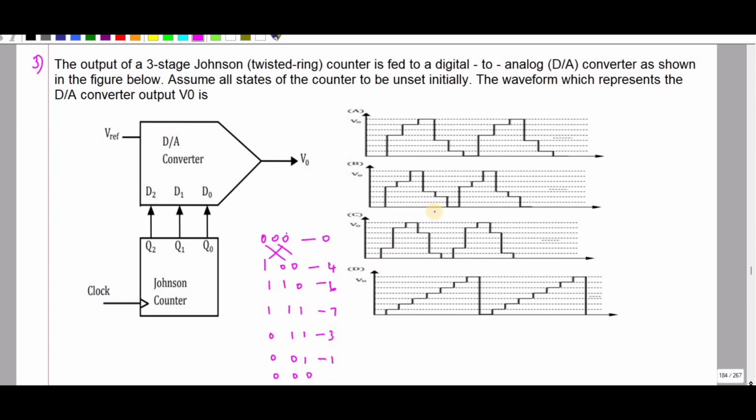Okay, so you can check. So this is 0, and this is 4, and this is 5. Okay, so it is a round. So this is 0, this is 4, and this is 6, 7, and next one is 3, and next one is 1. So A is the correct answer.